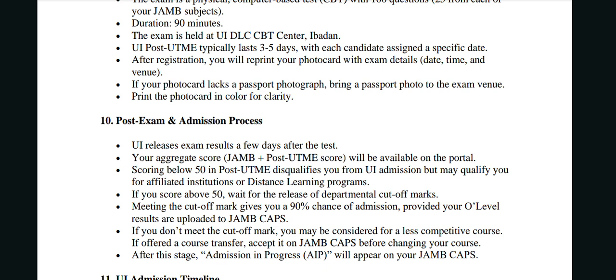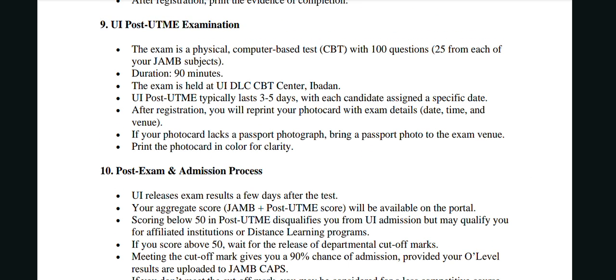The duration for the exam is usually 90 minutes, that's 1 hour 30 minutes. The exam is being held at the UI CBT Center in Ibadan, not anywhere else. As the exam is physical, the CBT is being held at the CBT Center. So you are not doing it online from your house or from a cafe. You are doing it in Ibadan.